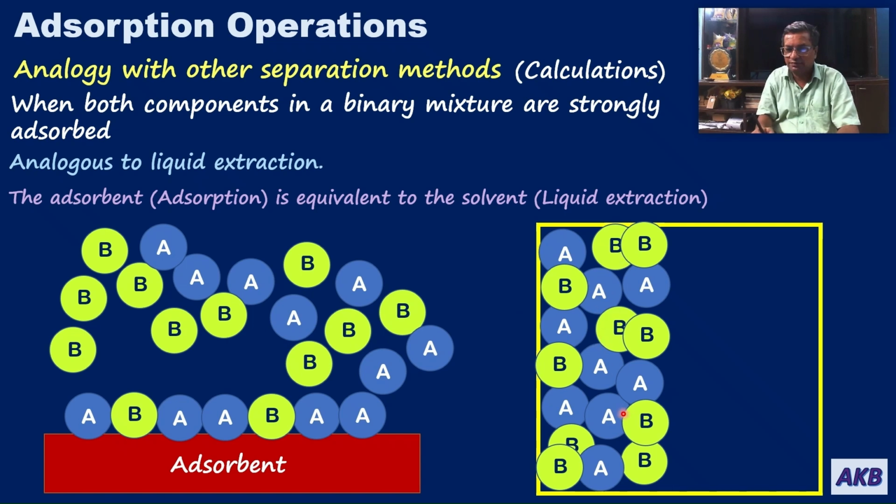So you have the mixture. Now you have a liquid mixture, a liquid solution. So when you are comparing it with liquid extraction, this would be a liquid solution of A and B. And A and B both are getting adsorbed on the surface of the adsorbent, and therefore there is differential distribution of A and B between the liquid phase and the solid phase.